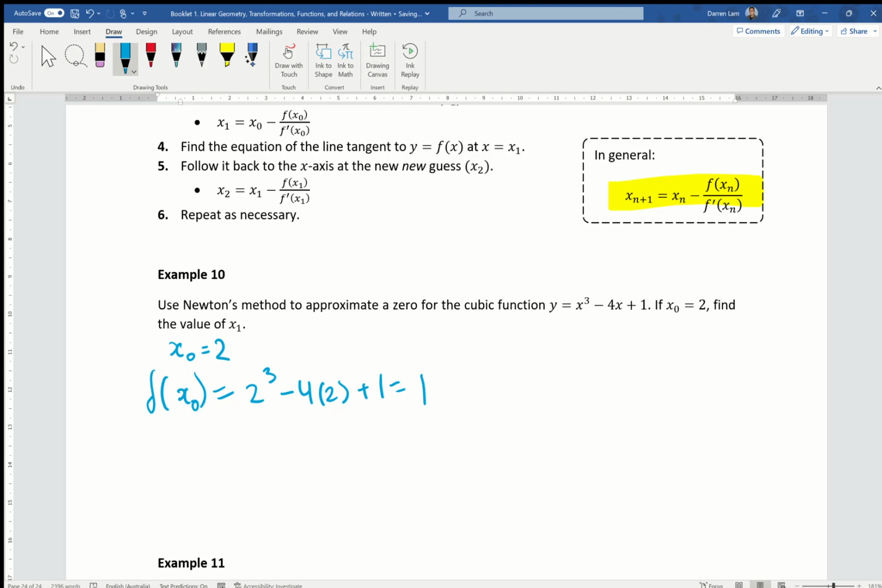Let's do the next thing. The next thing in my formula is f dash of xn. I'm going to skip a step because I'm assuming we're very comfortable with our derivatives. So if I substitute x0 into my derivative function, 3x squared minus 4, substitute 2.